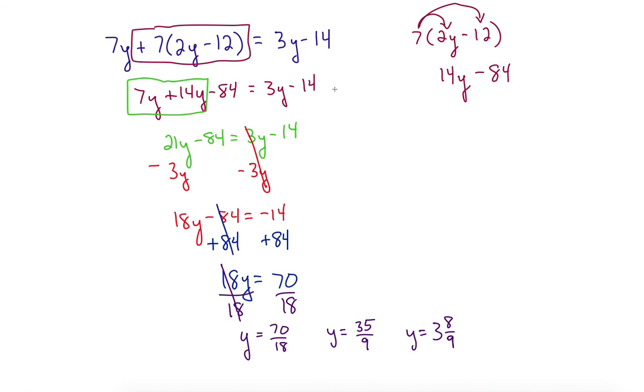But now, let's say you're presented with a problem that has parentheses on both sides. You're going to follow the same process. You're going to use the distributive property on one side, use it on the other side, and then you're going to solve the equation like you've been solving them since you started out by solving basic ones like x plus 7 equals 12.